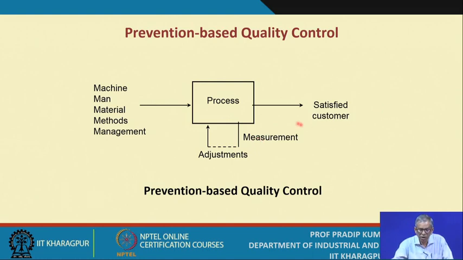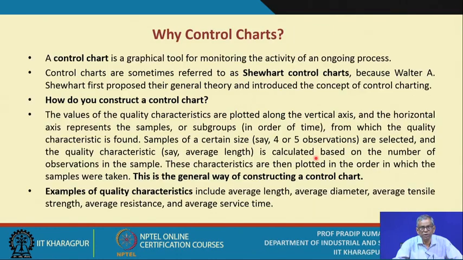Is it okay? And ultimately the output should be acceptable to you, so that you get a satisfied customer. So, in this prevention mode, prevention based quality control, the control chart is to be used. Now, I will just briefly tell you why control charts, what is a control chart. So, what is a control chart? Control chart is a graphical tool for monitoring the activity of an ongoing process.